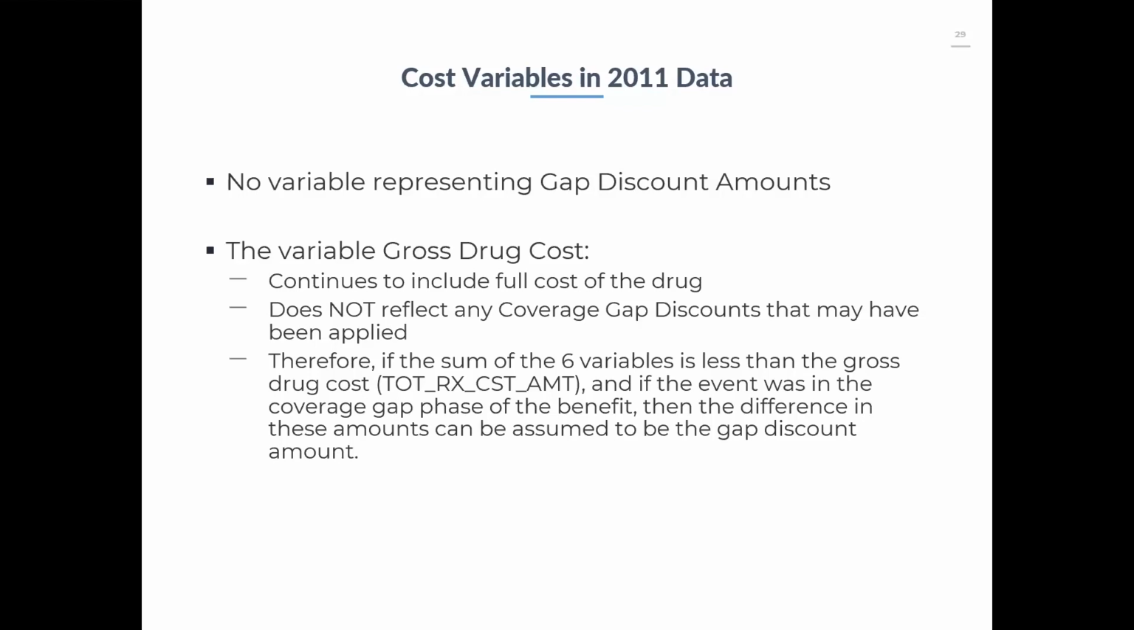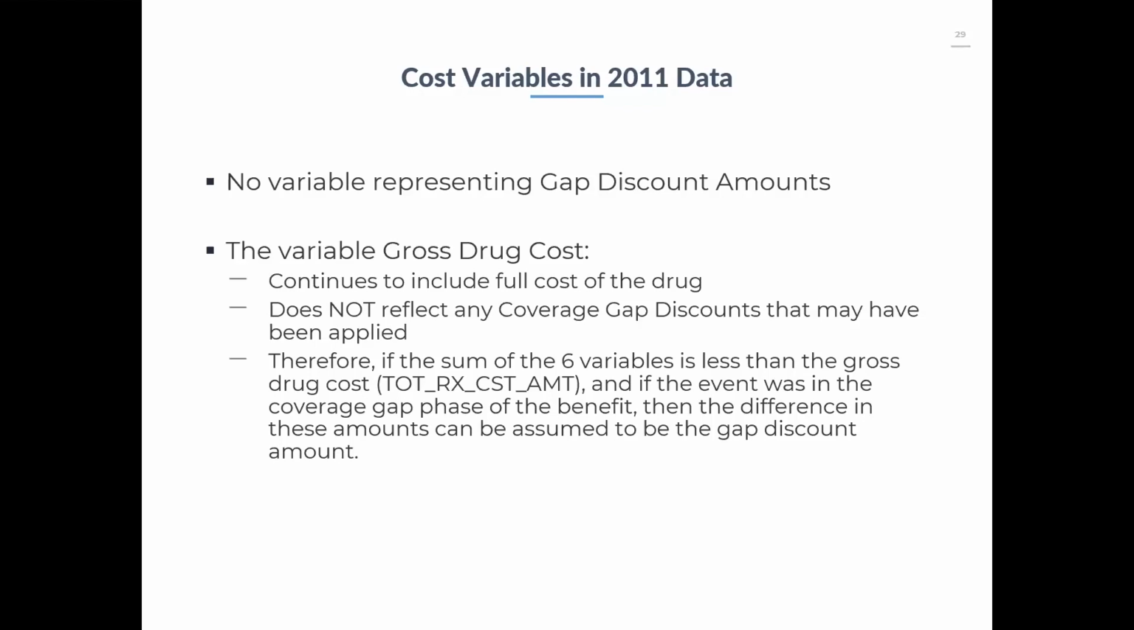So in 2011, there is no gap discount variable. So if you're working with that year, just be aware of that. But know that the gross drug cost does still continue to include the full cost of the drug. It just does not reflect any coverage gap discounts that may have been applied.